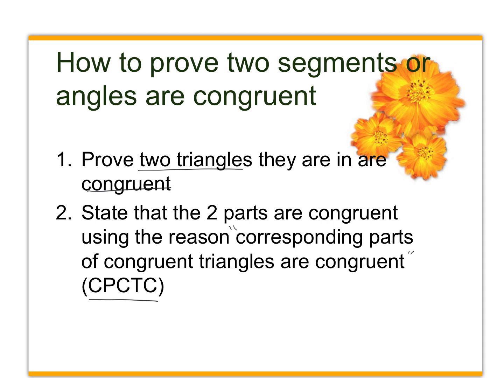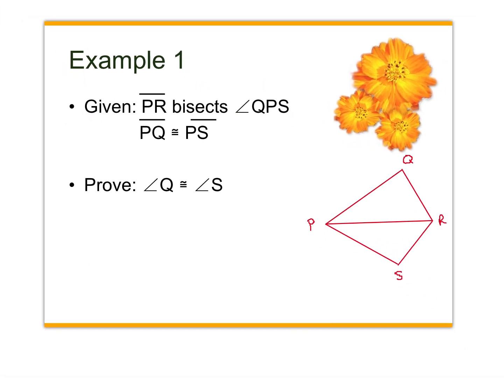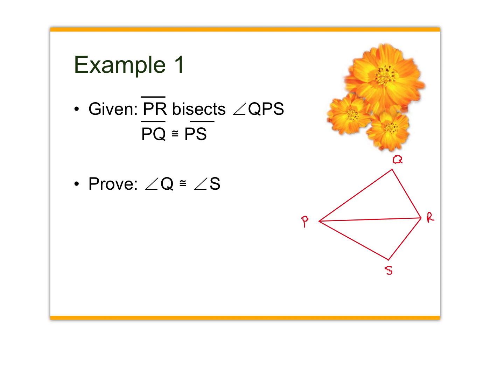Now, I'm going to go into more detail. It will make sense, but again, how do I prove some segments or angles are equal? First, prove the two triangles that they're in are congruent, and then I can say that all the corresponding parts are congruent. I can list the things that are congruent, and I can say they're congruent because corresponding parts of congruent triangles are congruent. And it's CPCTC, and you're going to use that a lot. So I'm going to show you what they want us to do here, and this will make sense.